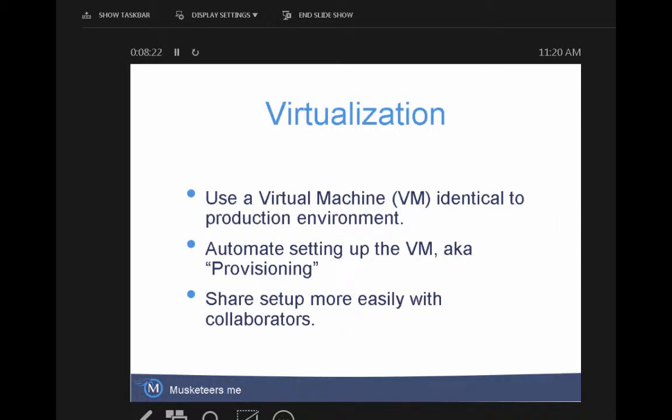So enter virtualization. What this lets you do is use a virtual machine that's identical to the production environment, as close to identical as possible. The holy grail is that they're basically clones of each other. You automate setting up of the virtual machine, which is called provisioning, so everyone's not configuring the virtual machine by hand. There are tools that will automatically configure it, download dependencies, and set up virtual hosts for you automatically.